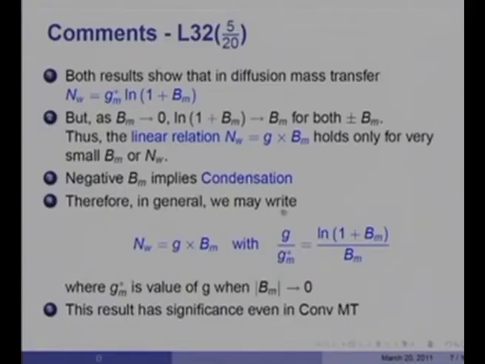Therefore, in general, we may write N w equal to g B m, where g over g star m is equal to ln 1 plus B m by B m, and where g star is the value of g when B m tends to 0. Now, although this result has been found for diffusion mass transfer, we shall later on show that the result has significance even in convective mass transfer.